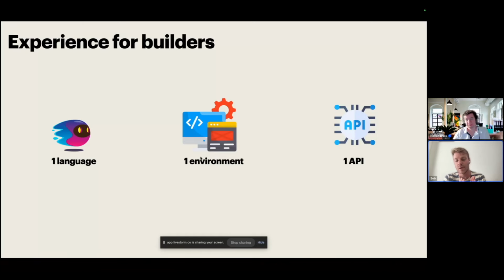application. You have one language. So I put Motoko here, but it's not the only language. We have also Rust and TypeScript. So if you're already familiar, you don't necessarily have to learn that. One environment and one API. So you have your Canister, which provides this unified interface. And honestly, that's the best thing.